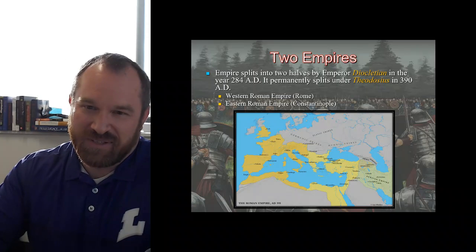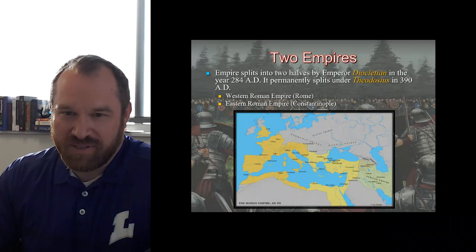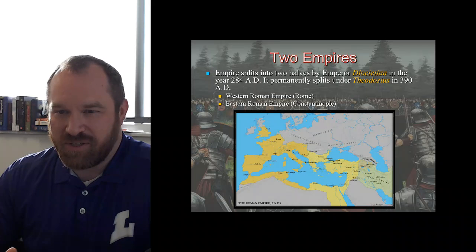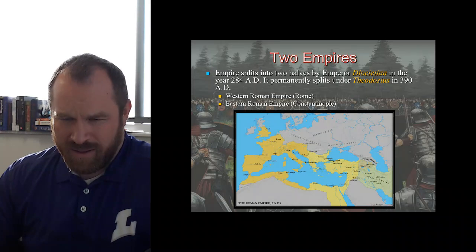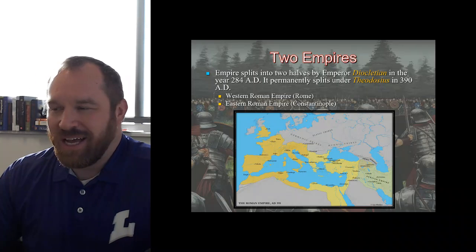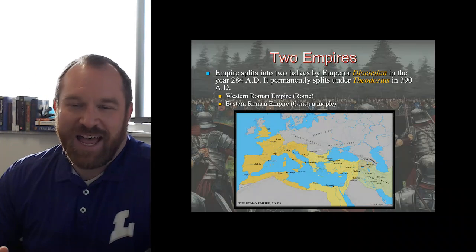So, if it's looking familiar, the map or the slide I have up right now, I wanted to start off just showing the split empire again, the idea of a Western Roman Empire and an Eastern Roman Empire, as we start talking about these things that start happening to both of them.